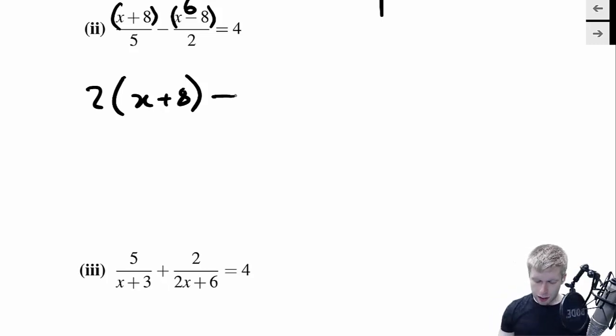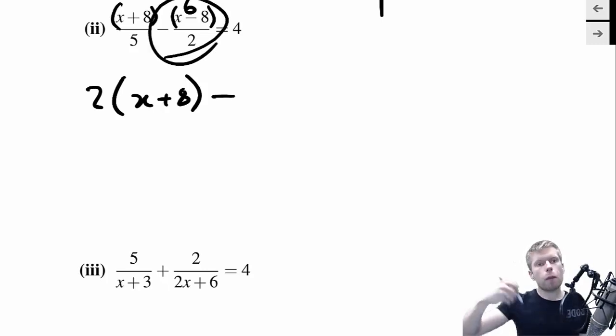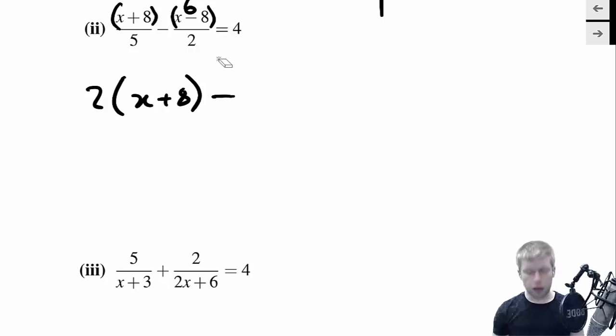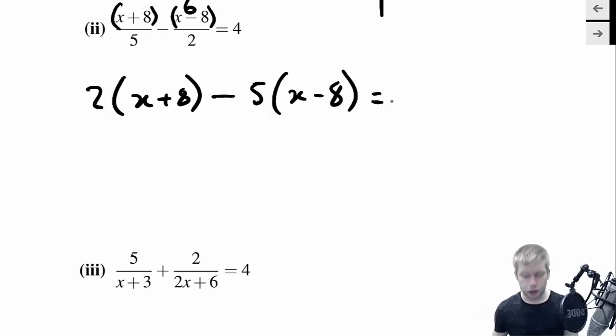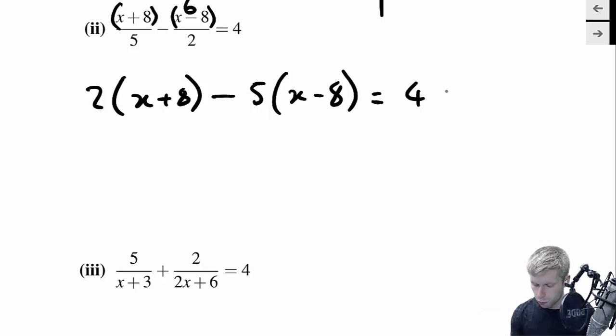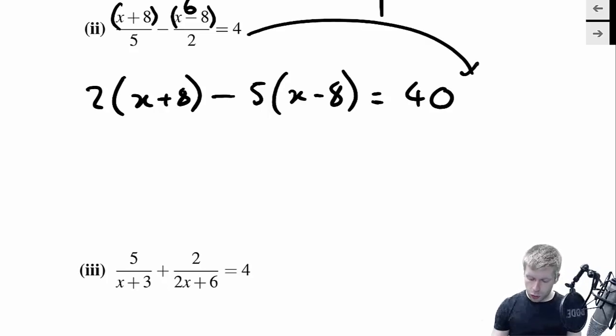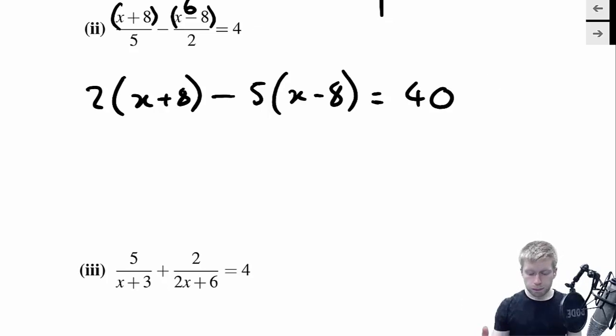And then I'm subtracting, well, let's do the second fraction now. I'm multiplying that by 10. Well, 10 divided by 2 makes 5. So I'm going to take 5 and multiply it by this. Okay. And on the right-hand side, if I multiply by 10, I end up with 40. Okay. So if you're not sure how I get from here to here, do it the way which I did in my first example, and I promise you'll end up at the same point here.